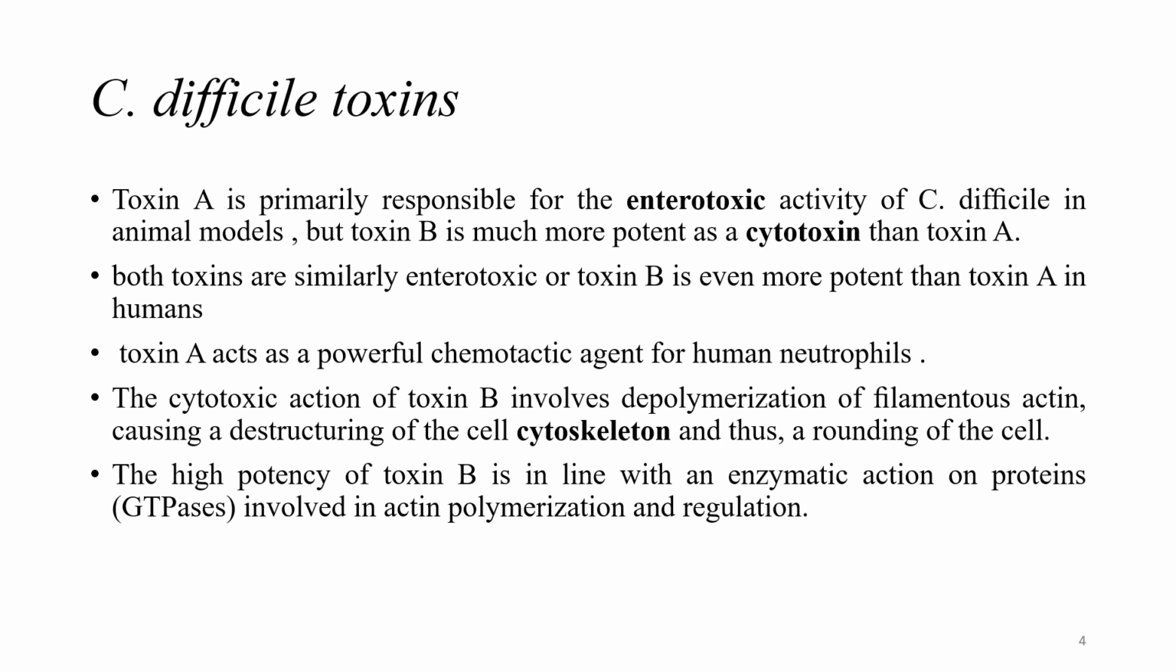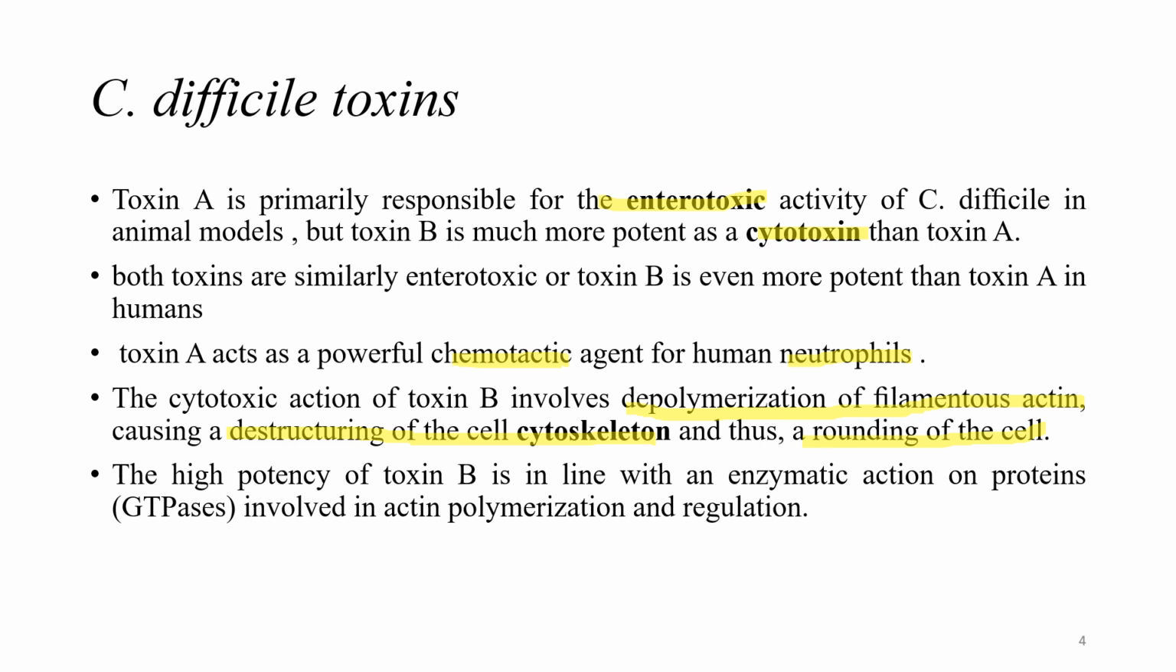Toxin A and toxin B both have enterotoxic activity in animal models, but toxin B is much more potent as a cytotoxin than toxin A. Toxin A acts as a powerful chemotoxic agent for human neutrophils. That means when toxin A attaches to the membrane of your gut, neutrophils come to the infection site very quickly. The cytotoxic action of toxin B involves the depolymerization of filamentous actin, causing a destructuring of the cell cytoskeleton and thus a rounding of the cell.